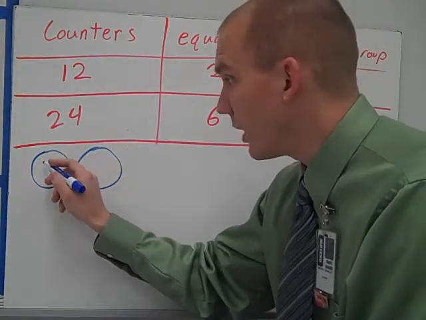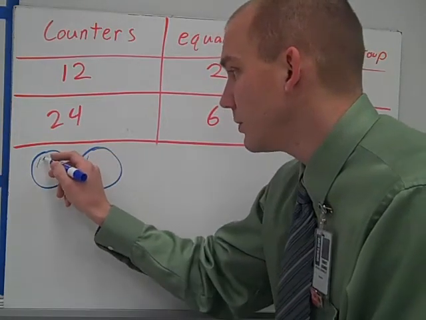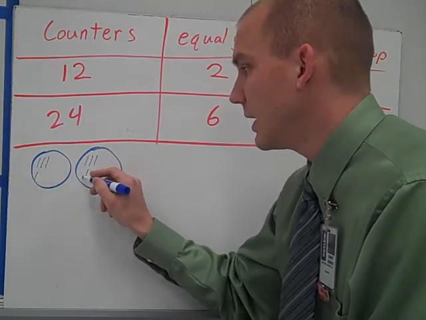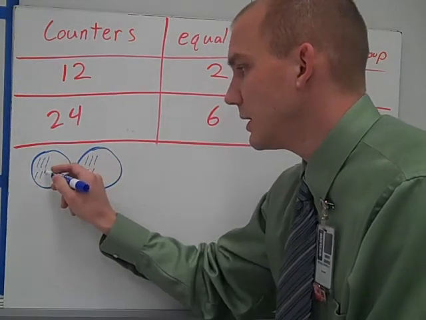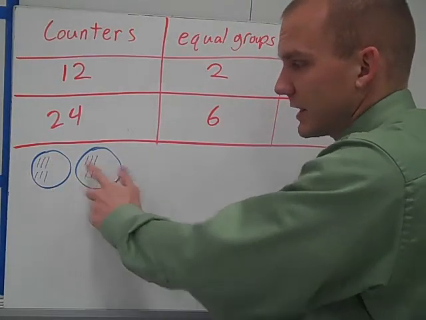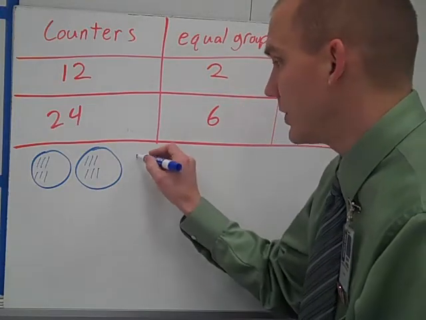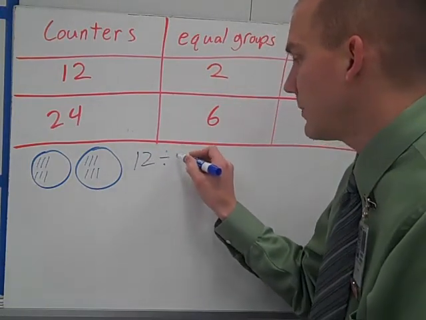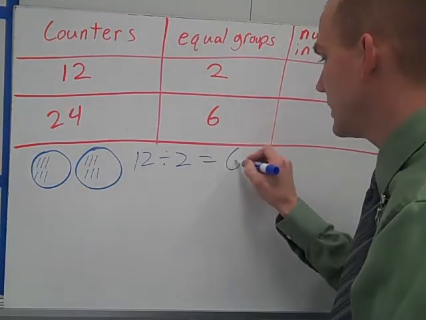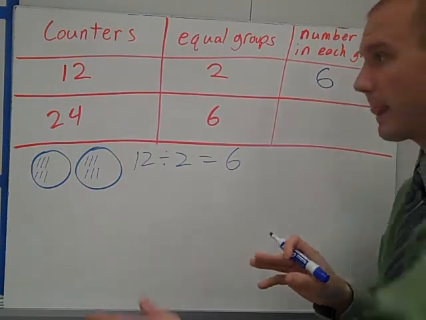And I count up to 12, equal sharing. 1, 2, 3, 4, 5, 6, 7, 8, 9, 10, 11, 12. I have counted to 12. I have 6 here and 6 here. So I've done equal sharing. I've done this correct. And now I know that 12 divided by 2 equals 6. So the number in each group is 6.